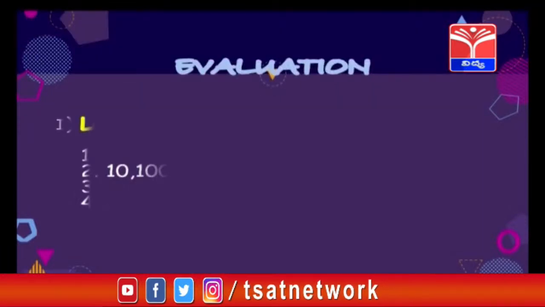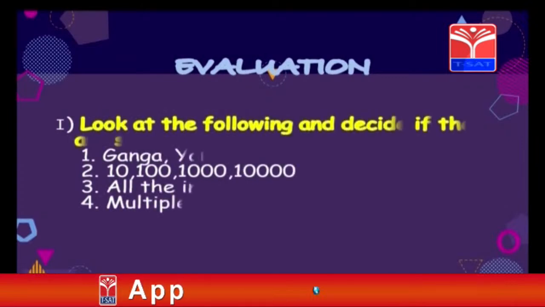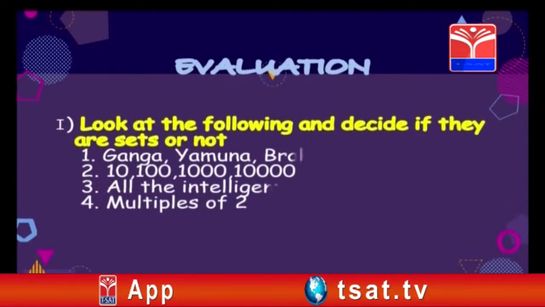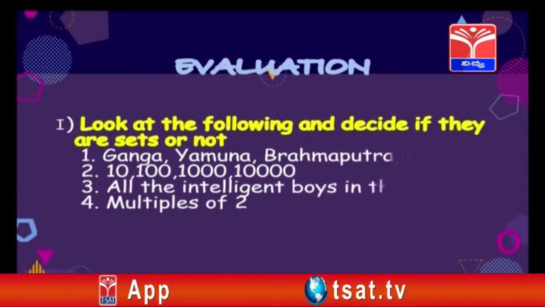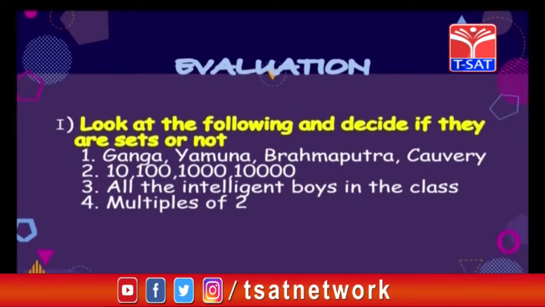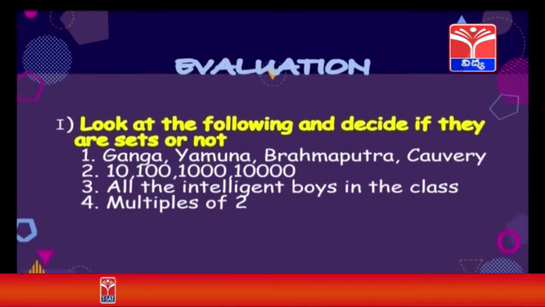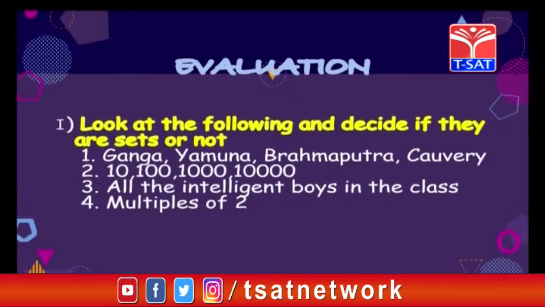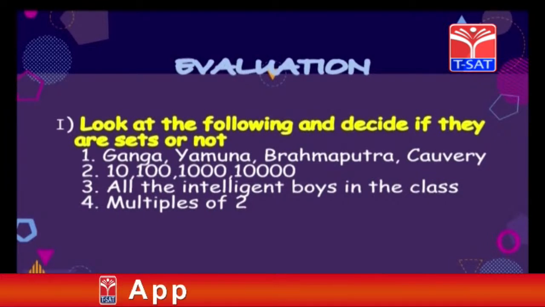Okay children, this is an evaluation for you of what all you learnt today. Now try them for yourself and please refer your textbook wherever you find it difficult. Now look at the questions. The first one is, look at the following and decide if they are sets or not. You have to say whether the following are sets or not. Ganga, Yamuna, Brahmaputra, Kaveri. The second one is 10, 100, 1000, 10,000. The third one is all the intelligent boys in the class. The fourth one is multiples of 2.